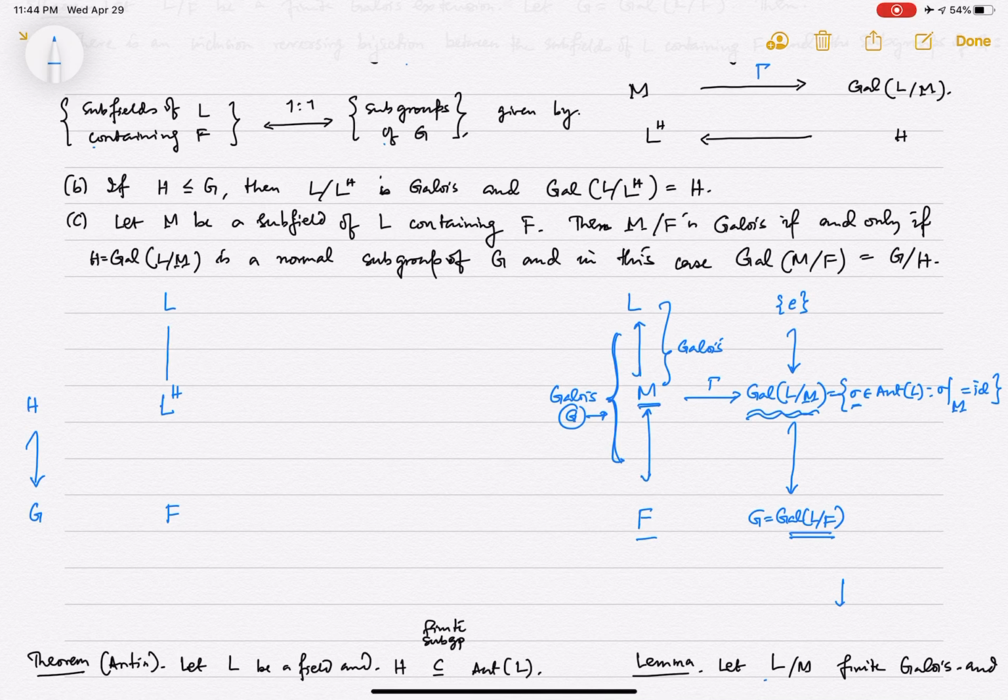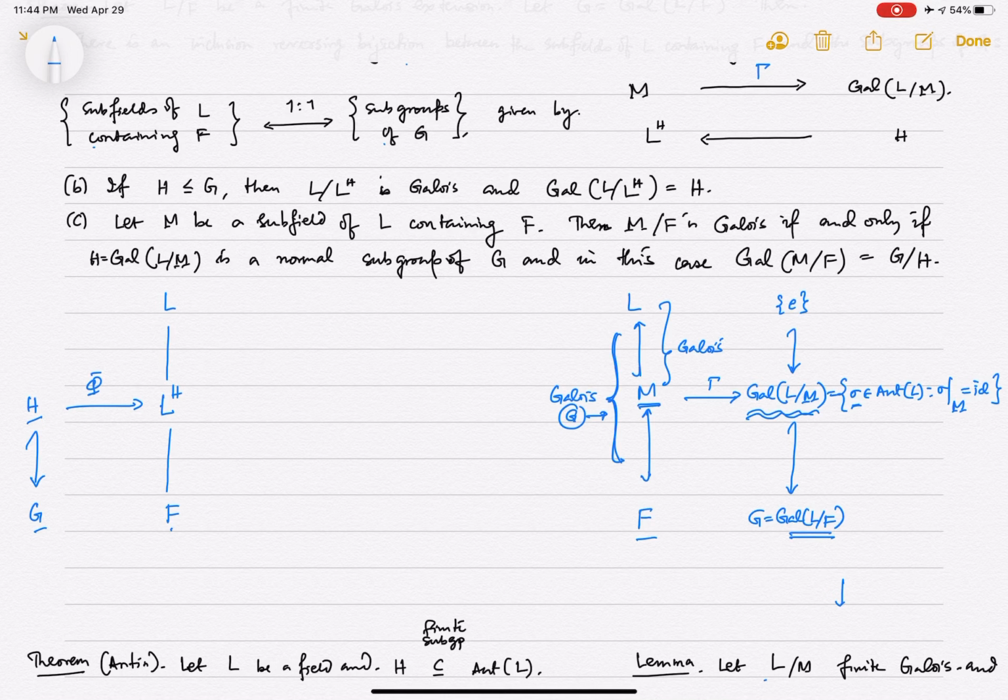That's certainly a subfield of L. And every element of H is an element of G, so they fix F pointwise. So it contains F. So it is an intermediate subfield. And that's the other arrow.